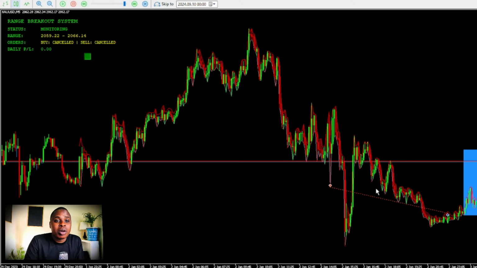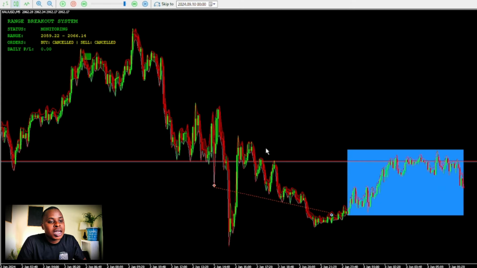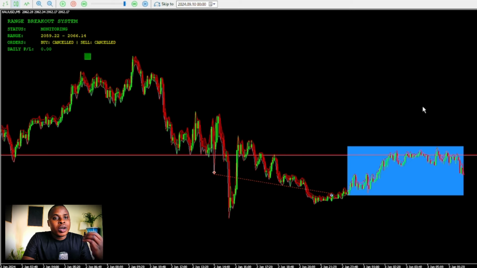To do that, I'm going to use our gold range breakout system. This is a robot that we created that automates a gold trading strategy. If you don't know what a percentage stop loss is, it's basically when you use a percentage of price movement to calculate your stop losses. For example, you can choose a 1% stop loss, which means that if the market is moving to the upside, the stop loss is at least 1% of the price movement.